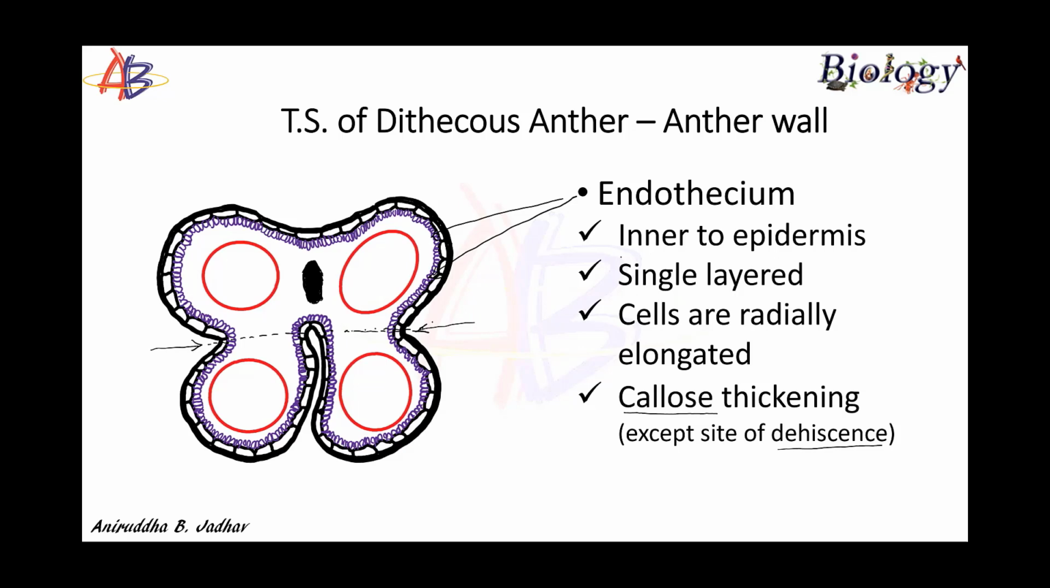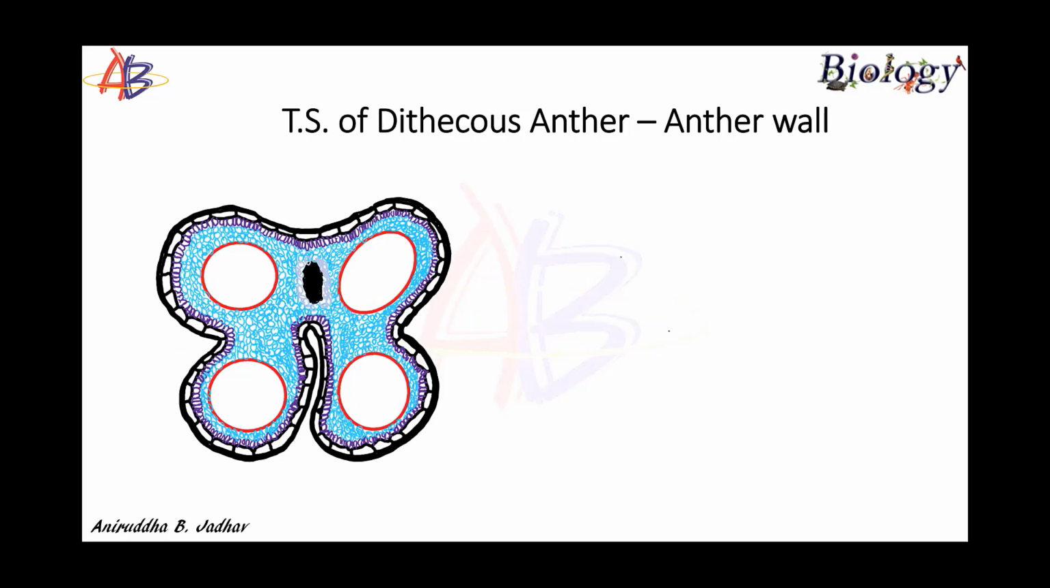As you know, once the anther matures, the anther walls will break up. This breaking process is called the dehiscence process. So the fibrous thickening and hygroscopic nature of these endothecium cells help in the process of dehiscence at the maturity of the anther. The next layer of the anther wall is the middle layer.